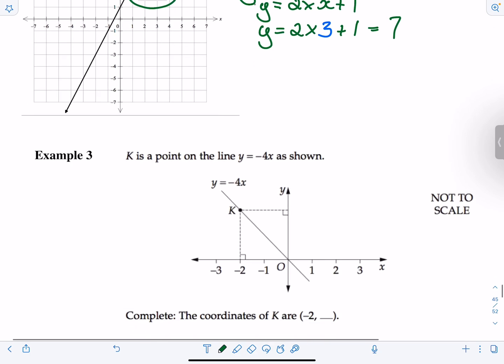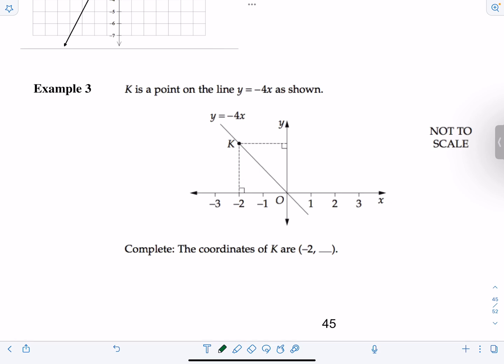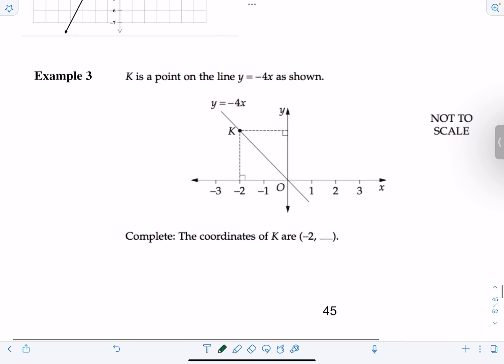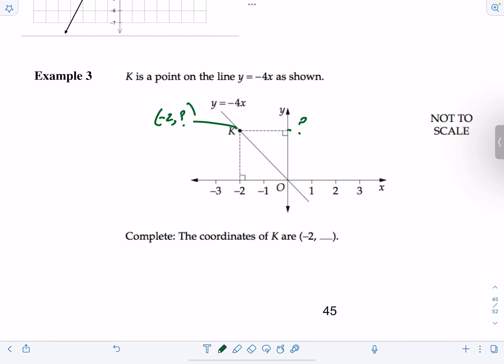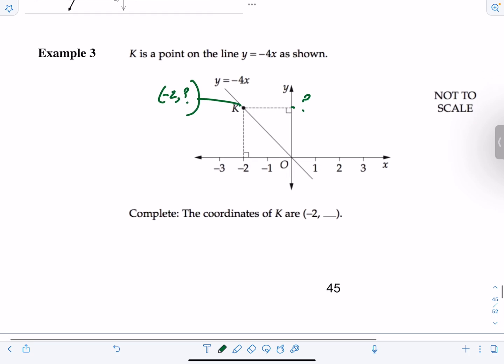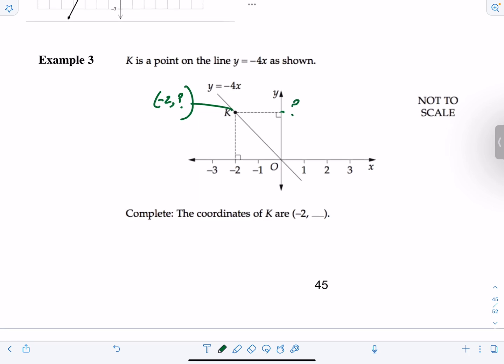Okay, let's move along. Let's have a look at this one. K is a point on the line y equals -x, as shown. So there's K, it's on this line. K obviously has an x-coordinate of -2, but we don't know what the y-coordinate is here. So that's a missing point. It says, complete the coordinates of K.